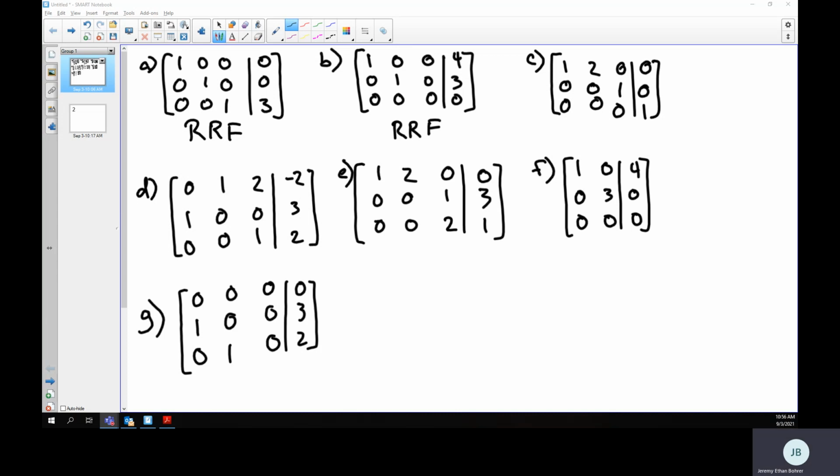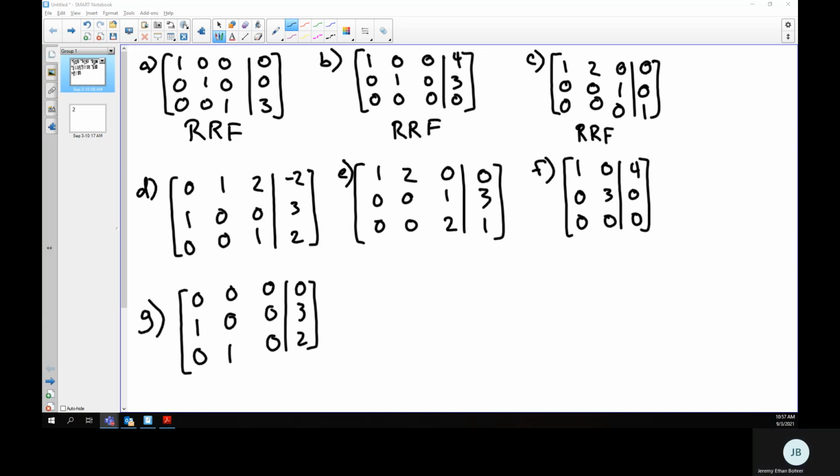So, with that information, we can say for sure that C is also in row reduced form. All of those rules are followed. The one place where we have a non-zero entry in the coefficient matrix is that 2 in the first row, but there is no leading one below that.